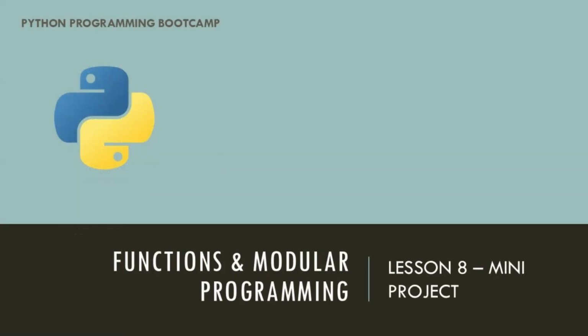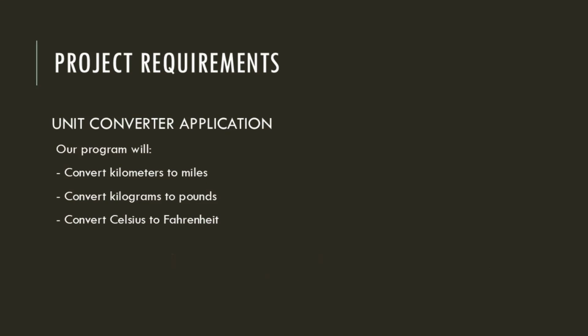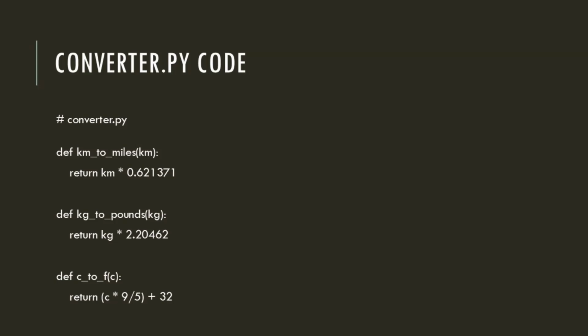Let's build a small but useful project, a unit converter. Features: convert kilometers to miles, convert kilograms to pounds, convert Celsius to Fahrenheit. First, let's create the module file with the three converter functions.